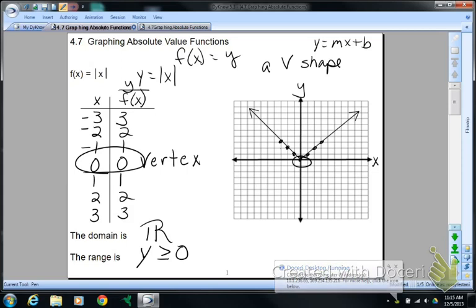Now, this is what's called a parent graph. A parent graph is where it goes through the origin. When you have y equals x, that went through the origin, and along with y equals f of x, it goes through the origin.